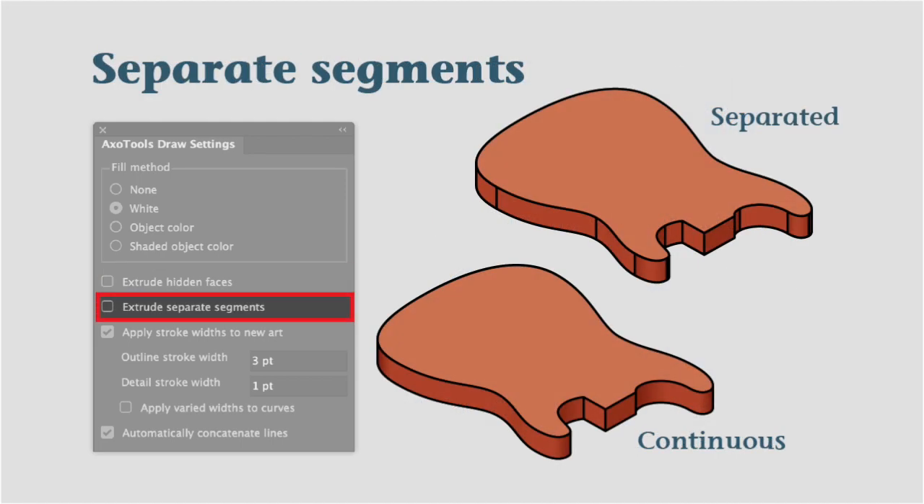When path segments blend smoothly into each other, the extruded edge panels are automatically combined. You have the option to keep them separate if you'd like.